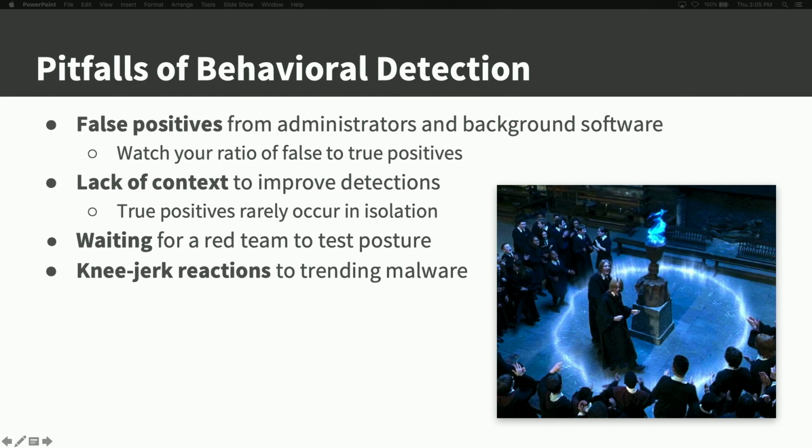But another thing to know is that we have those atomic tests. We don't have to wait for a red team to test our posture. There are ways that we can, and several talks as well on purple teaming. And so we can do that to short circuit a bit of that process. And then the final thing is avoiding overreactions to trending things. And that can be tricky.